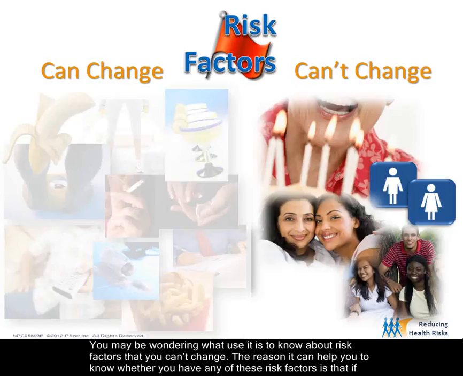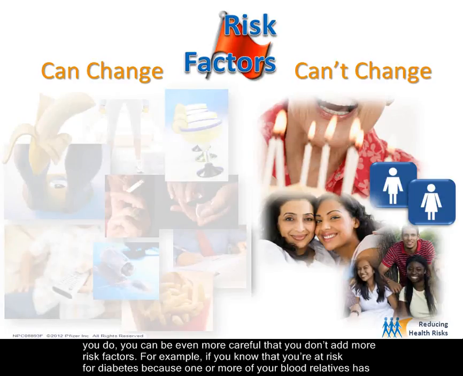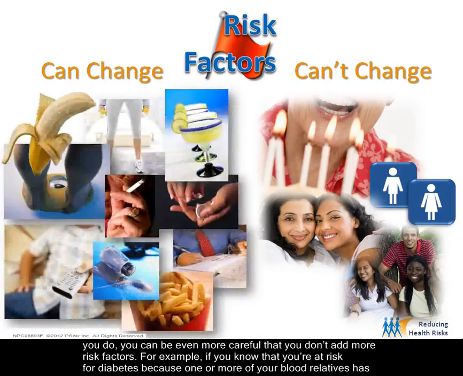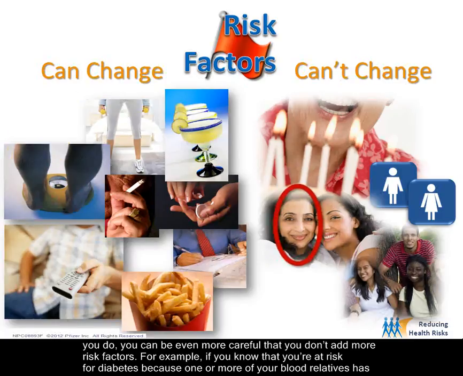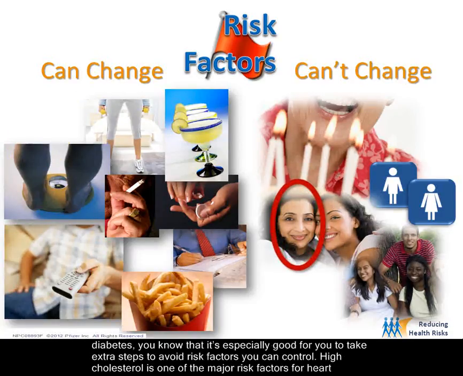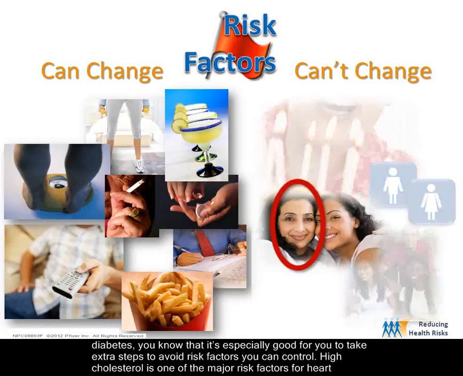The reason it can help you to know whether you have any of these risk factors is that if you do, you can be even more careful that you don't add more risk factors. For example, if you know that you're at risk for diabetes because one or more of your blood relatives has diabetes, you know that it's especially good for you to take extra steps to avoid risk factors you can control.